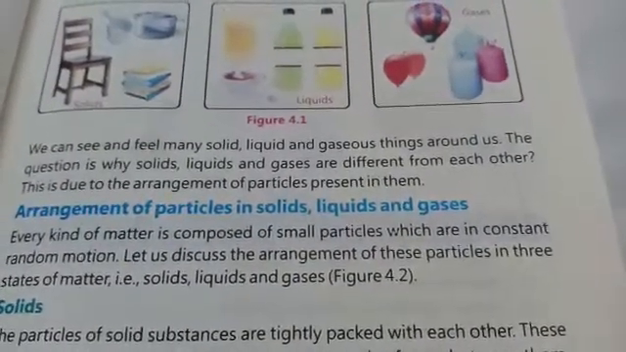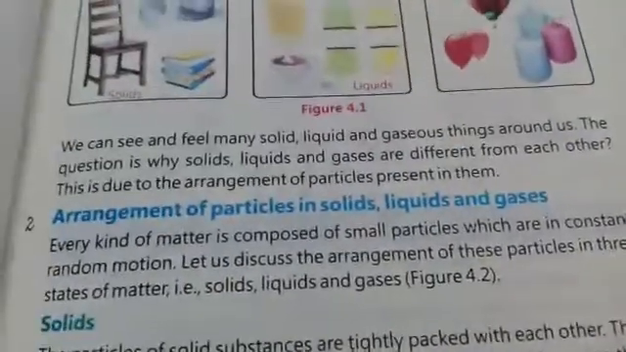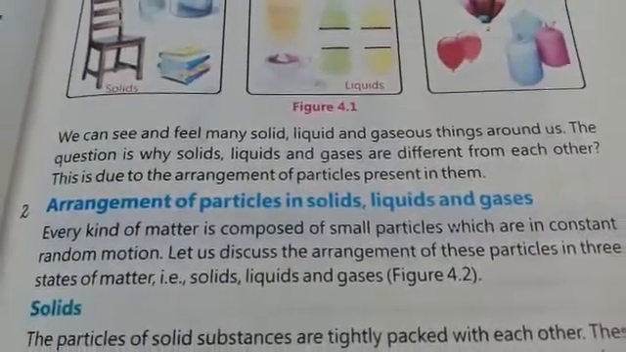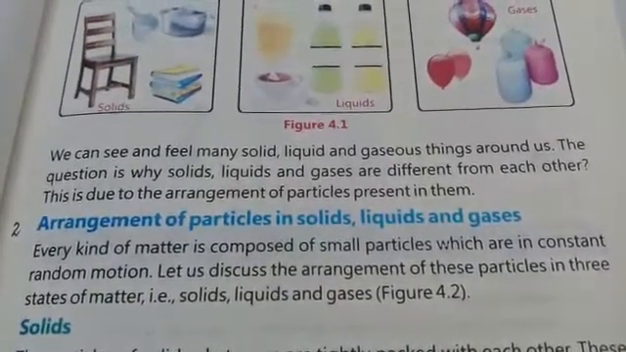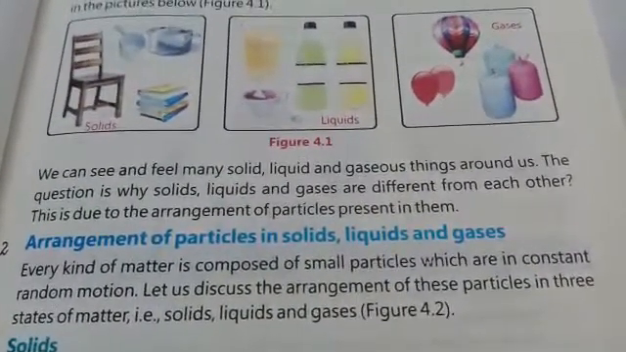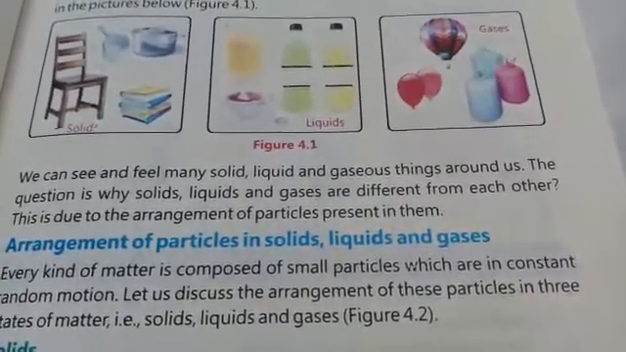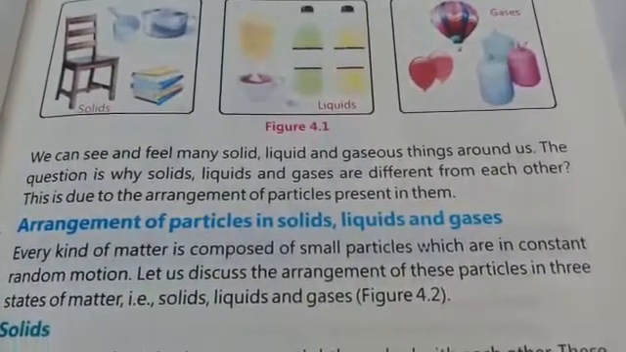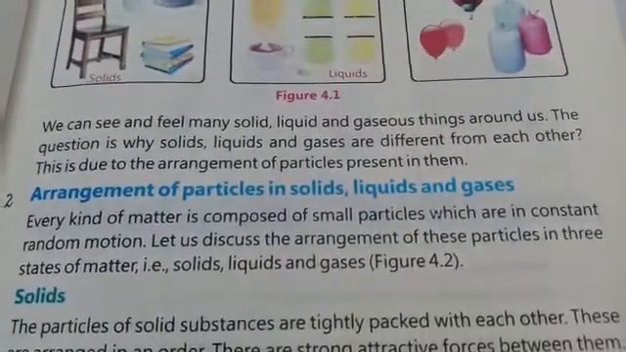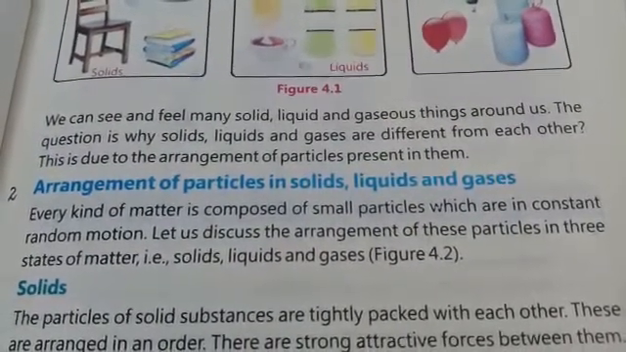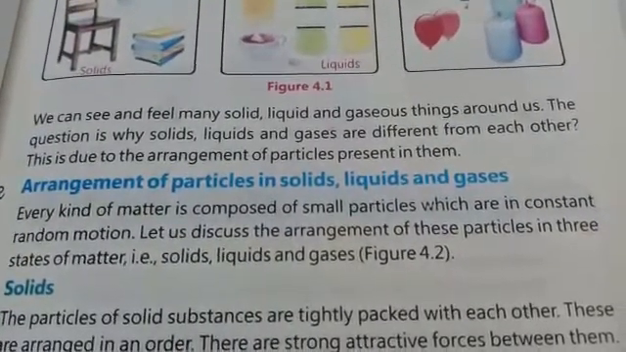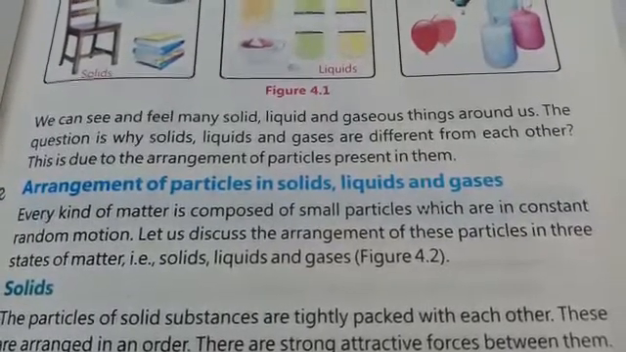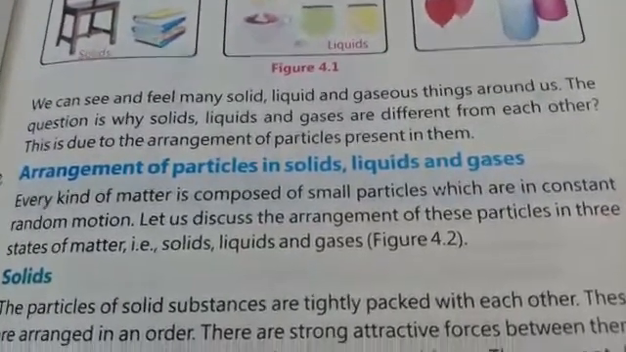Now let's see what makes solids, liquids and gases different from one another. Now the question is why solids, liquids and gases are different from one another. First we will have to study the matter. Every kind of matter is composed of small particles which are in constant random motion. So first we come to solids.